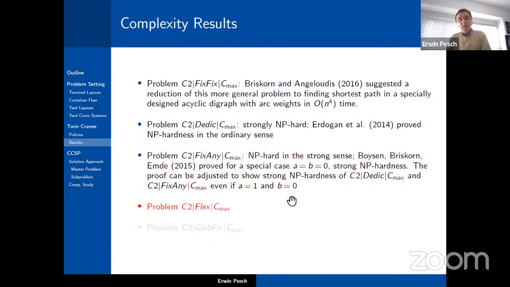So what is left is the flexible policy and the global fixed policy, but we don't know anything about the complexity of these problems. So there's another question to the audience. Maybe some people have ideas. But let's look at the flexible policy.